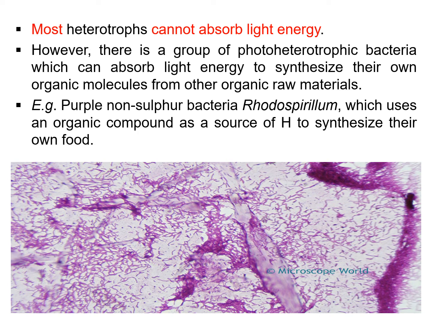the stain of these bacteria show they are purple, and they can do photoheterotroph activity, which they can absorb light to synthesize the organic molecule from other organic raw material to produce their own energy resources.